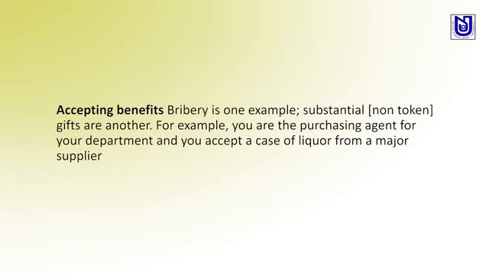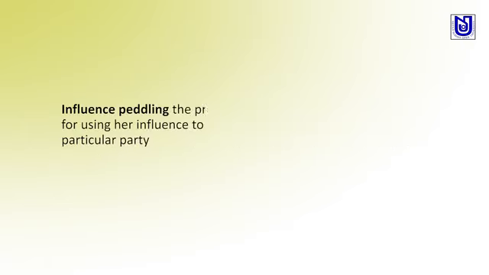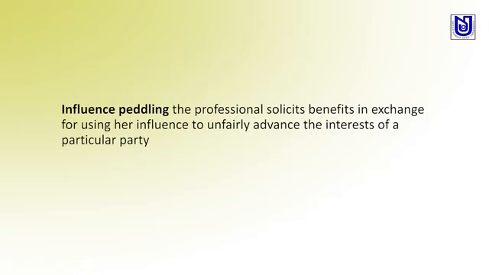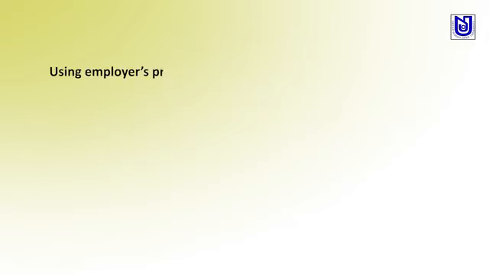Then accepting benefits. Bribery is one example, substantial gifts are another. For example, you are the purchasing agent for your department and you accept a case of liquor from a major supplier. It can be simply said it is accepting benefits. Then influence peddling. The professional solicits benefits in exchange for using her influence to unfairly advance the interest of a particular party. Then using the employer's property for private advantage.